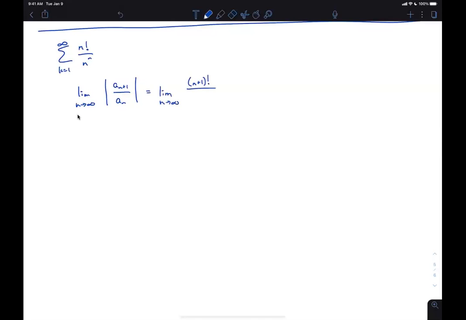And we get (n+1) factorial over (n+1) to the n+1 times n to the n over n factorial. And now we're going to try to split stuff up. (n+1) factorial can be written as (n+1) times n factorial. And then we'll talk about these in a minute. Okay, any questions to there?